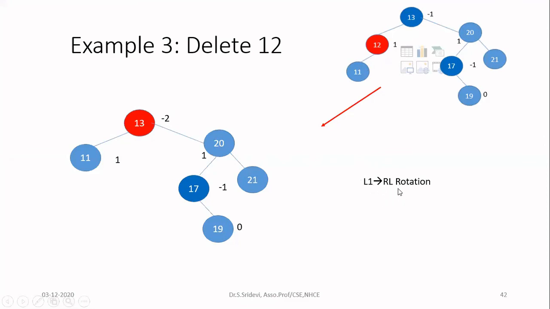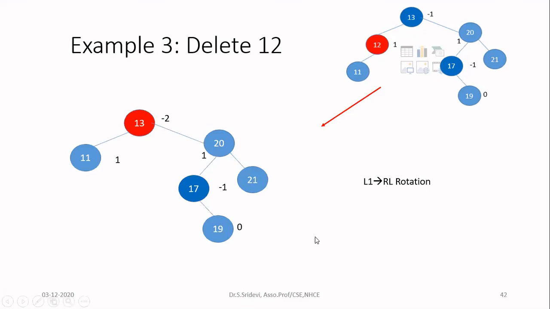So what is RL rotation? You have to apply rotation 2 times. First time, you will apply rotation in the same direction as that of the first letter, that is R. R means you are going to apply rotation in the clockwise direction. About which node? First time, about the middle node. When you do that, you will transform RL into RR rotation.